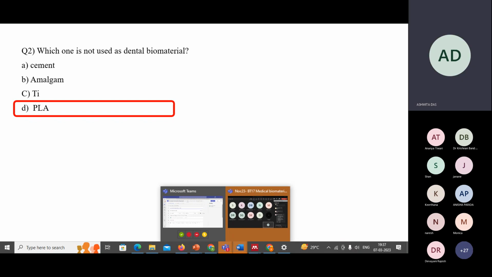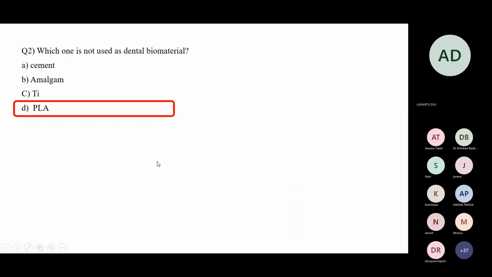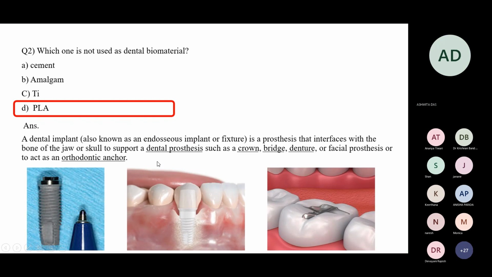It is used where bone would be directly contacted with your biomaterial. In those places, titanium is used. And the correct option is PLA. Now moving to the next question.